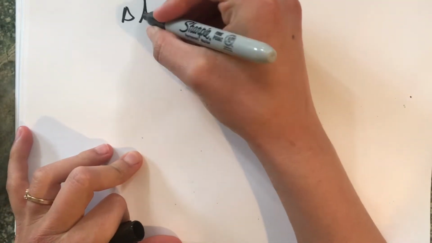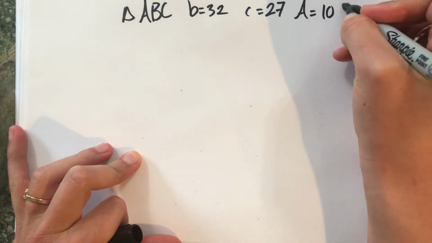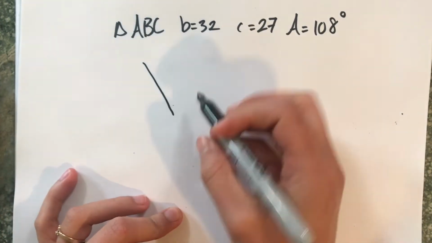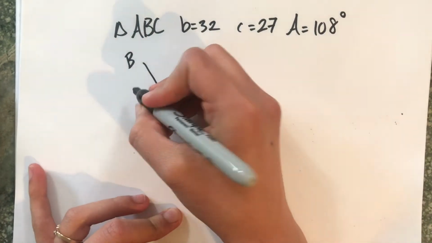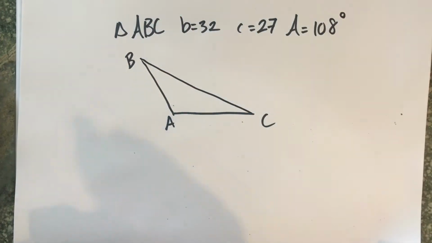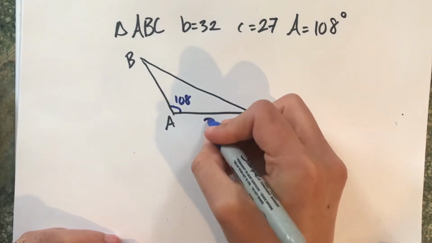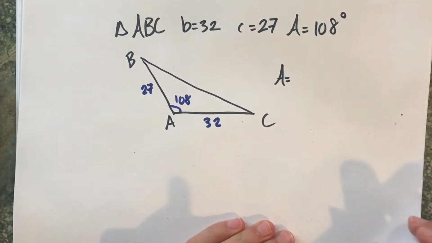Okay, so let's say we are given triangle ABC. We have sides B and C, and we have angle A, 108. Okay, so I'm going to draw this for you. So angle A is big, it's obtuse, 108 degrees, and then we have B and C. Okay, so side B is 32, and side C is 27. Okay, so this is the SAS case.